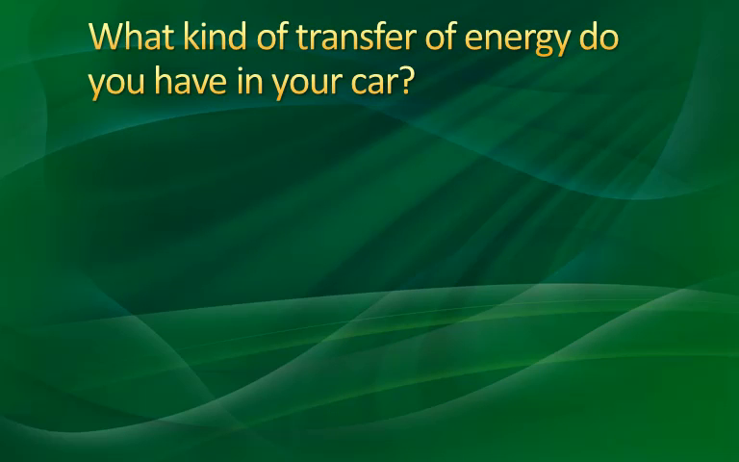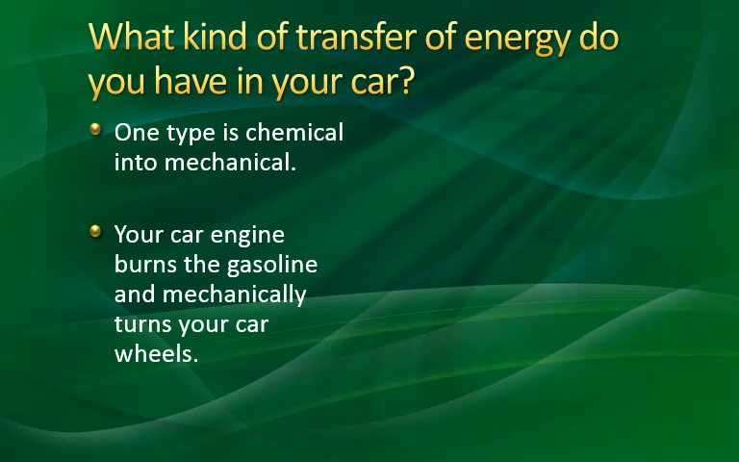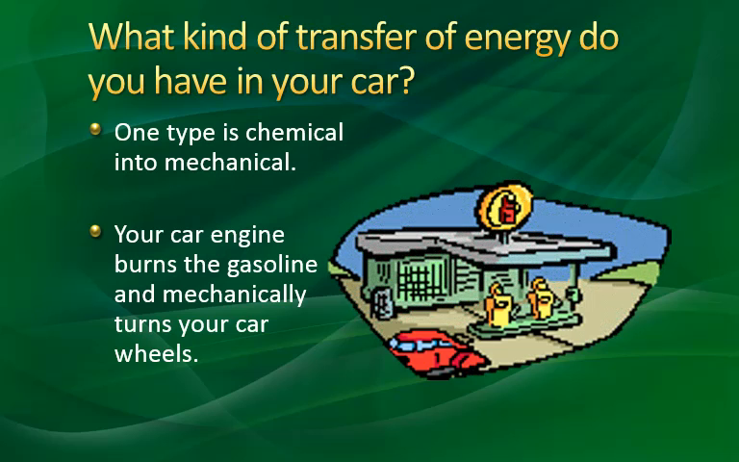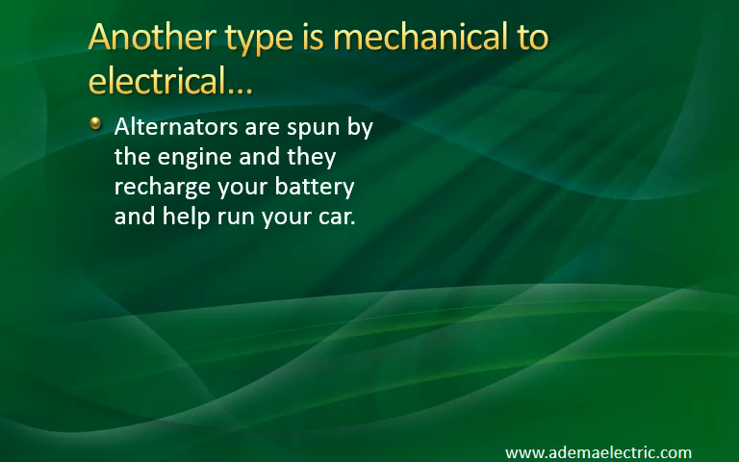If you think about your car, a lot of different energy transfers in your car, chemical to mechanical, right? So eventually, you have the chemical reaction in the battery, then electricity going out, and this is directly connected to the mechanical parts, with your alternator in your car producing electricity, which sends to the rest of the system. Your car burns the gasoline, and as that happens, it turns the wheels of your car as well. And so we have a lot of different energy transfers in a car. Another type is mechanical to electrical, and so this is where alternators are spun by the engine. They recharge your battery.